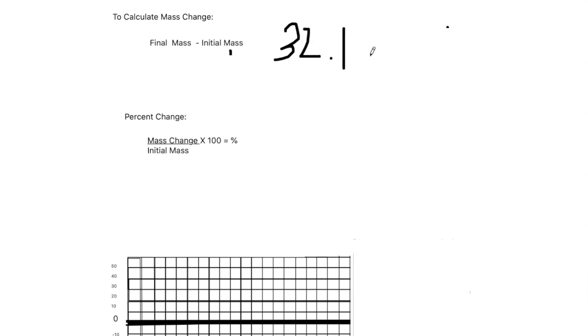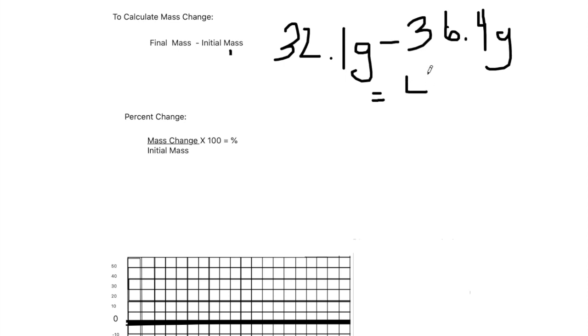32.1 grams, and always include units, minus the initial mass in that sample calculation, which is 36.4 grams. Okay, and so once we plug those numbers into our calculator, or simply do that in our heads, we end up with a change in mass of, let's see, 4.3.